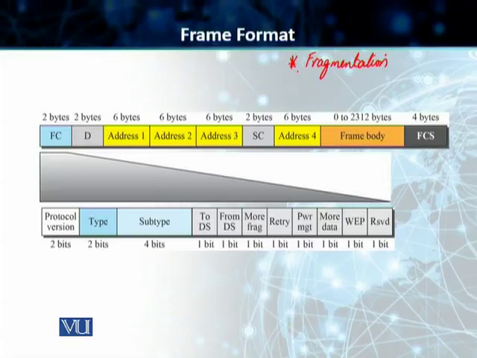Students, the MAC layer frame consists of 9 fields, as you can see on the slide. The first field, which is the FC field or the frame control field, is the most important one. It is 2 bytes long, and it defines the type of the frame and also the control information that we need to send. So students, let's first look at the FC field.